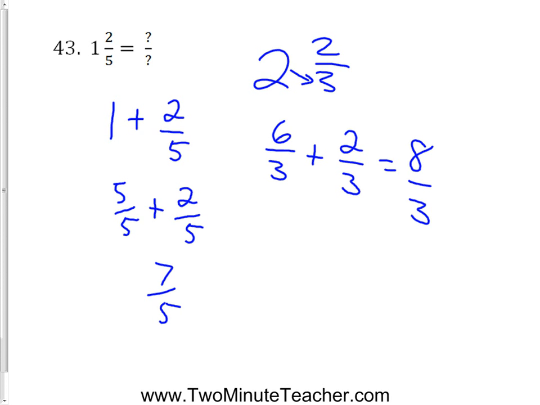2 times 3 is 6, and then add the top. Okay, so it kind of makes a little curve there. 2 times the 3 makes 6, plus the 2 makes 8. 8 over 3, and you keep your same denominator you had.